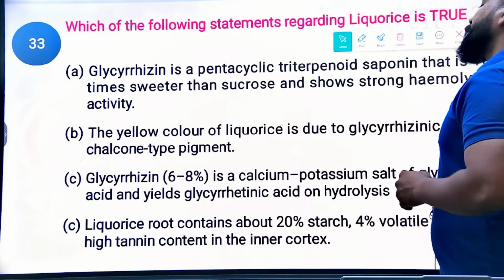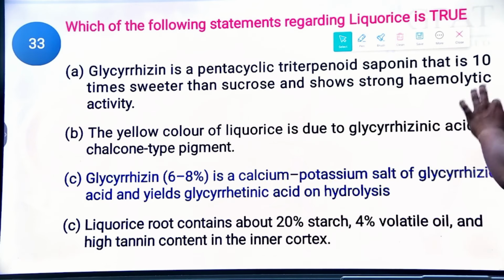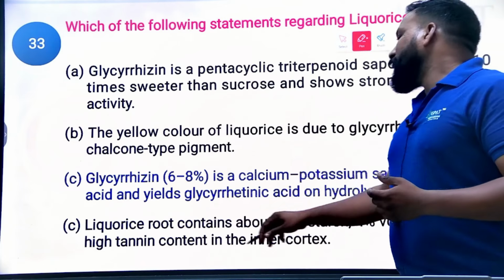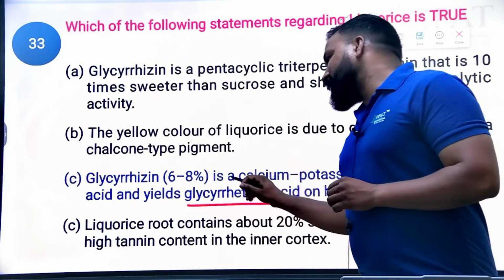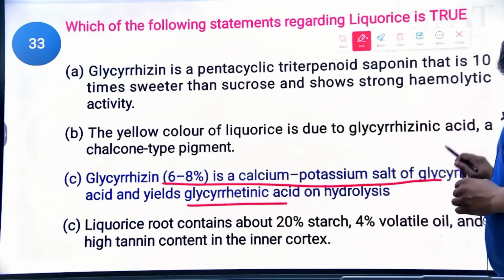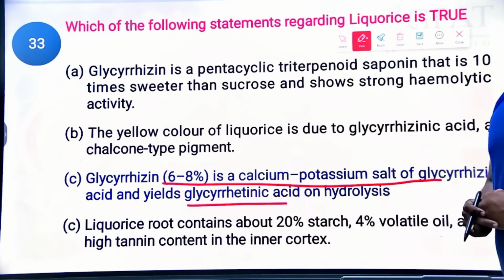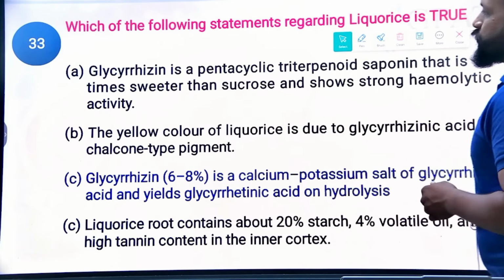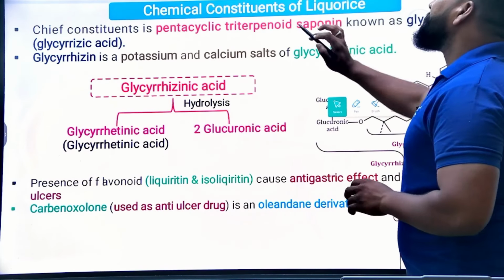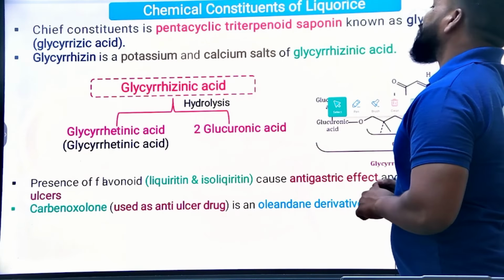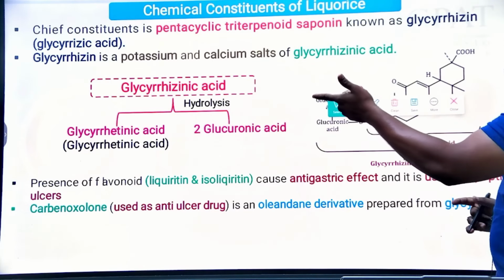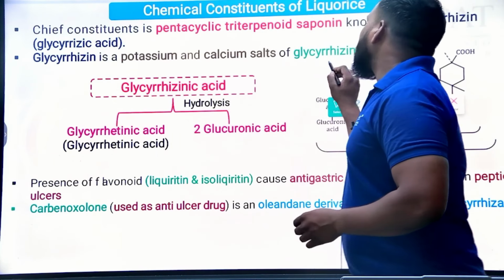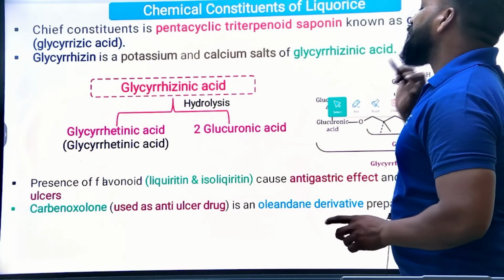So the right answer will be option C, because the sweet principle is glycyrrhizic acid. Glycyrrhizic acid contains 6 to 8% of calcium and potassium salts. So you can see, it contains a pentacyclic triterpenoid saponin called glycyrrhizin. Pentacyclic, that's the reason that statement is wrong. And it contains potassium and calcium salts of glycyrrhizinic acid.